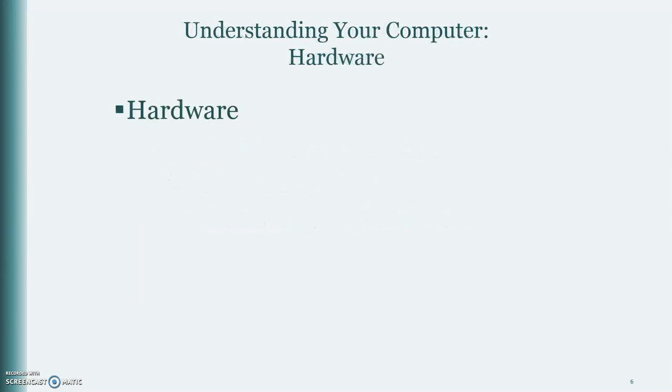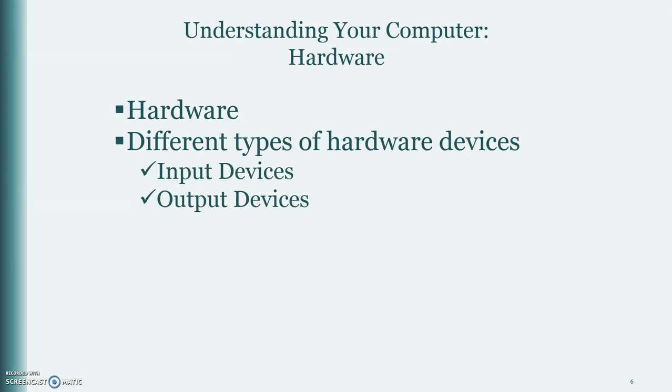Hardware. Computers use hardware and software to process data into information. Hardware, if I were to ask you, it's just any part of the computer that you can actually physically touch. You can actually hold it in your hands, okay? Software, we don't get to touch the software. Hardware, we can touch it, all right? And there's two different types of hardware devices. We have input devices and we have output devices. And we'll get into those in depth shortly.